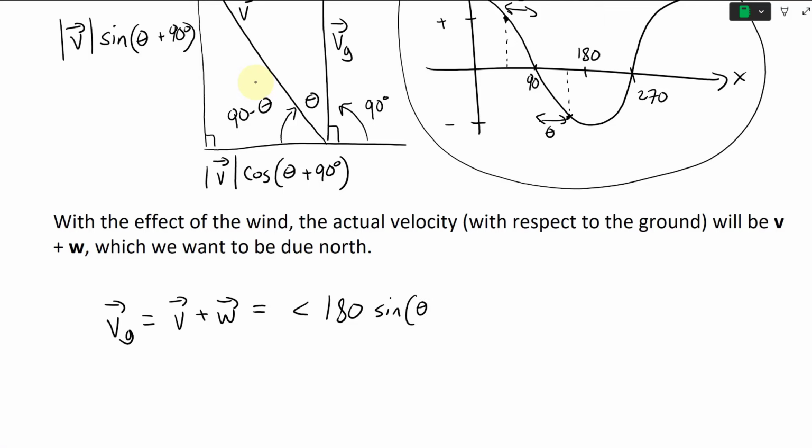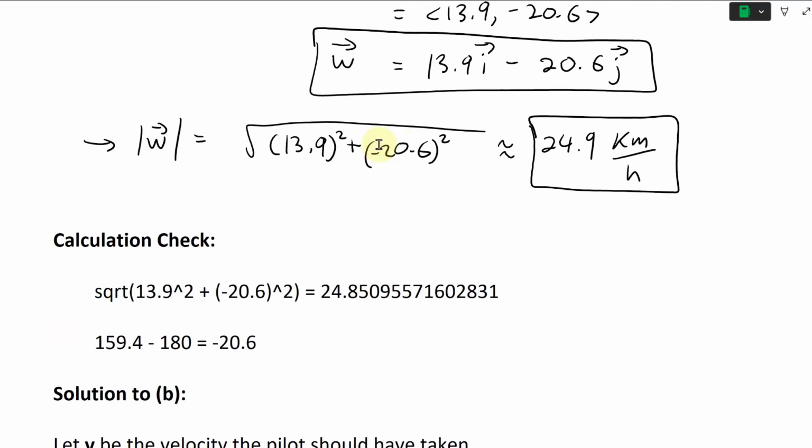So it's going to be sine of theta plus 90 degrees, and then the next one's going to be, actually no, this is the other way around. This is a cosine. This is the horizontal one. This is the i component, and then the next one is the 180, like this. 180, and then this is sine of theta plus 90, like that. And then we have to add the wind, and we already know the wind is this here, 13.9 and negative 20.6.